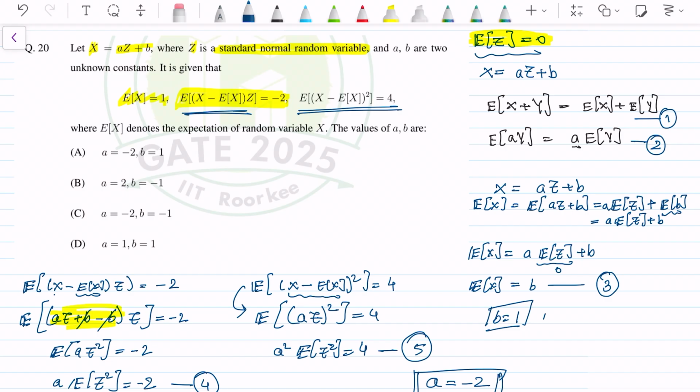So that's the answer, right? We see we got b as 1, a as -2, and in the options, the a option satisfies these two conditions. So a is -2 and b is 1.